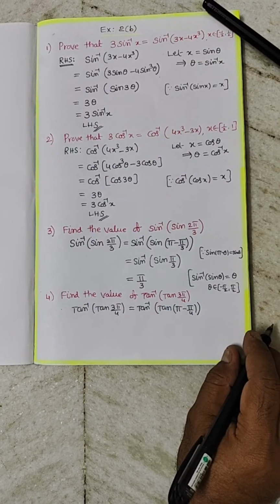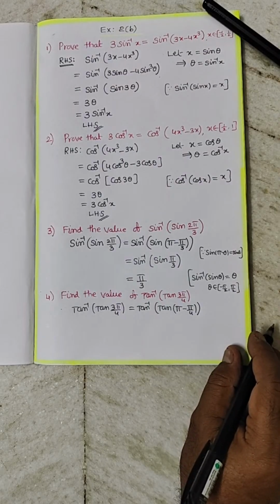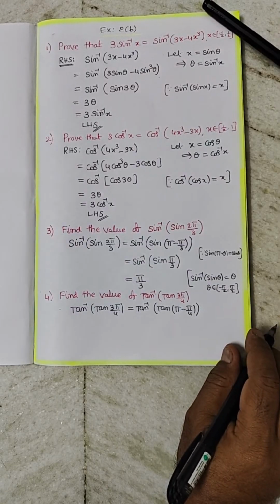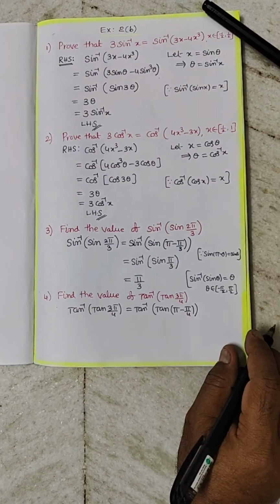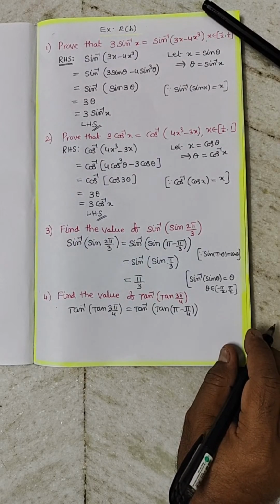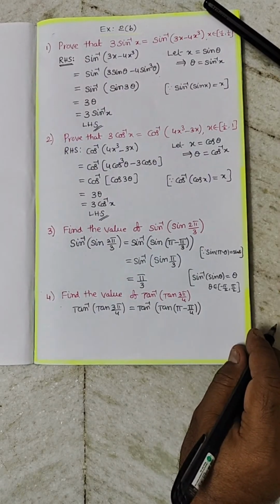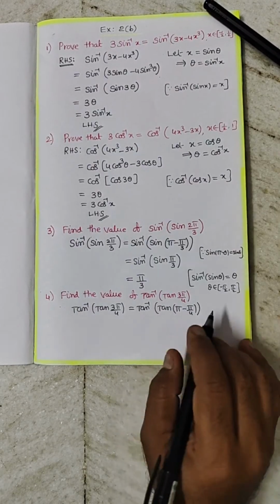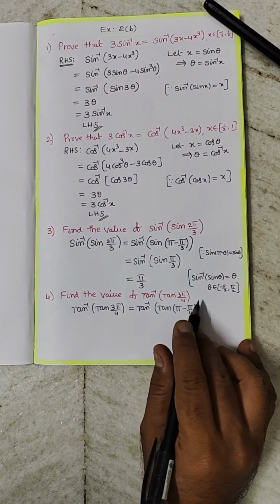So not 1, dear students. It is pi by 4 that will come. Tan 3 pi by 4. Tan inverse of tan of pi minus pi by 4. 3 pi by 4 it is, dear students. Someone is giving the answer as 1.